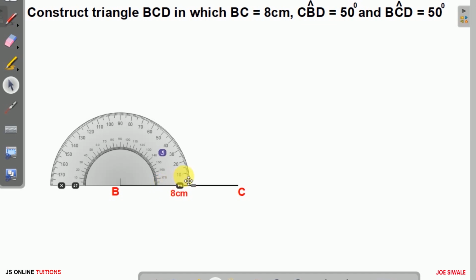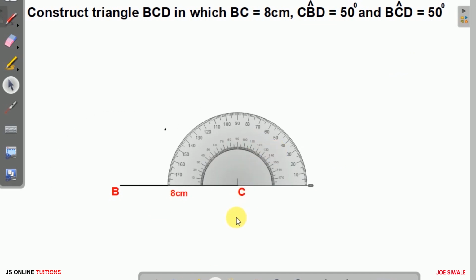So we can count our 50 degrees. We know we have 10, 20, 30, 40, 50. So we have our 50 degrees there. Then the next thing we have been told, angle BCD is equal to 50 degrees. So we know that our angle is at C. So we're going to measure angle BCD as 50 degrees. So for us to measure the angle at C, we're going to say 10, 20, 30, 40, 50. We know we have our 50 here.